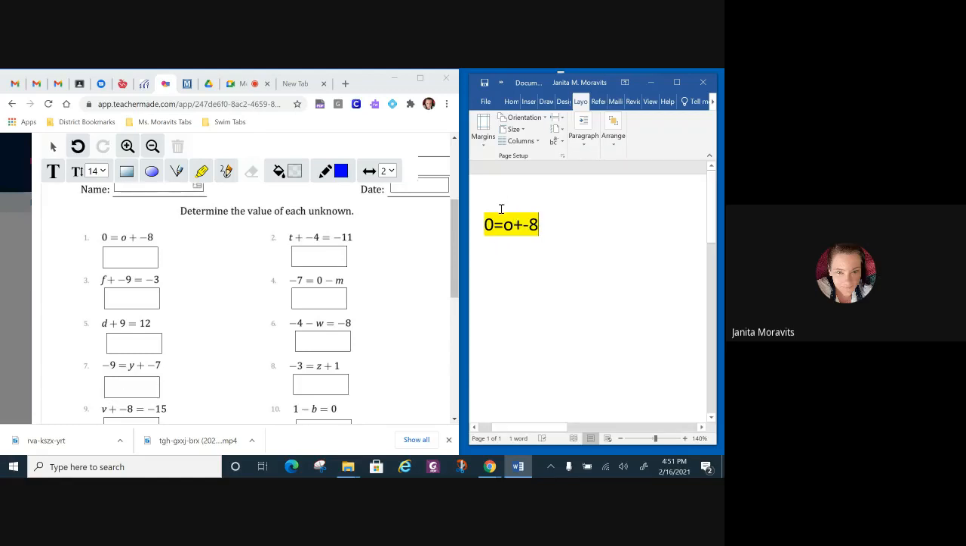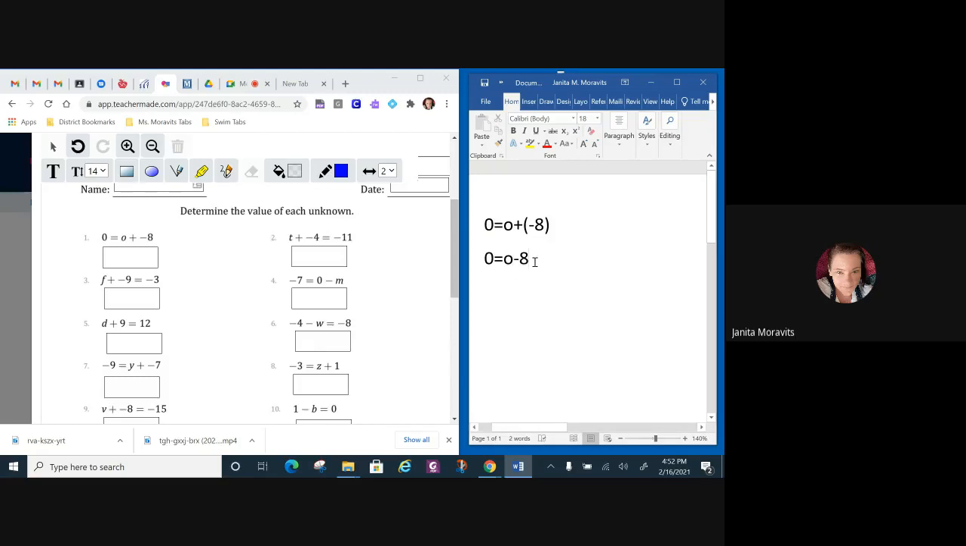Okay? Now, don't let this confuse you because whenever you see something like this, ordinarily they will put it in parentheses so that you can see it, or they will just write it as 0 equals O minus 8. They won't even put that plus sign in there. All right, so 0 equals O minus 8.